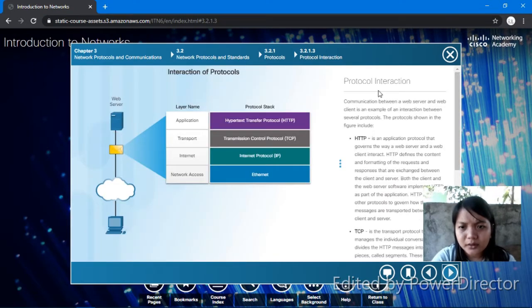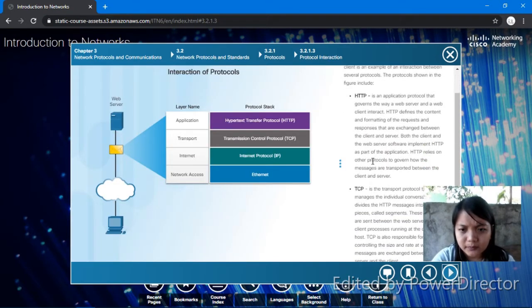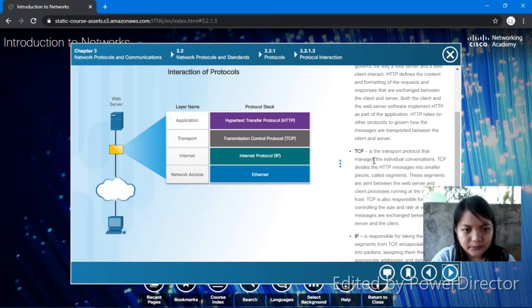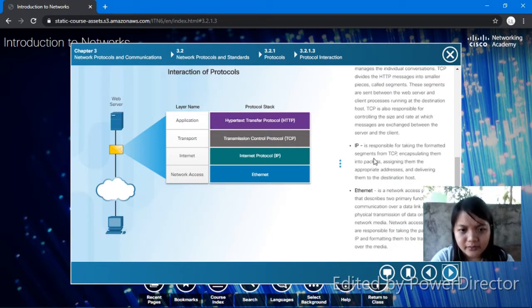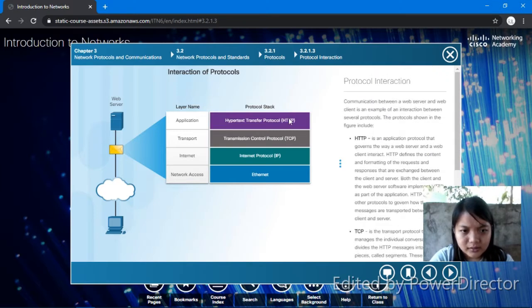Protocol interaction: HTTP, TCP, IP, and Ethernet. This one is the protocol stack. The Hypertext Transfer Protocol is an application protocol that governs the way a web server and a web client interact.